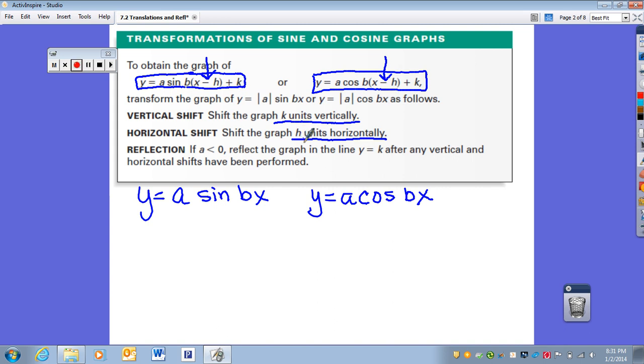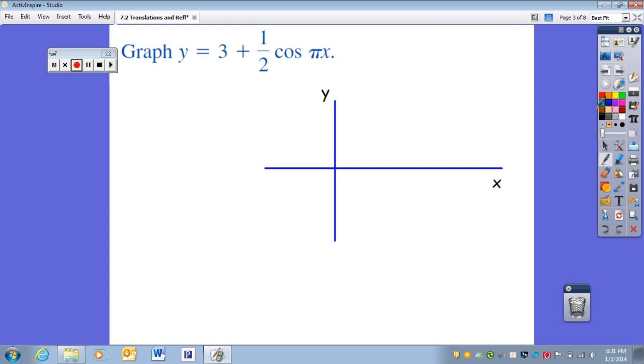If this said plus 2 in here, that would have made that a negative 2, shifting it 2 units to the left. The other thing to remember is if our a value is negative, that's going to reflect the graph over the y equals k line. And we will talk about the reflection, flipping it up or flipping it down. So let's begin with our first example.